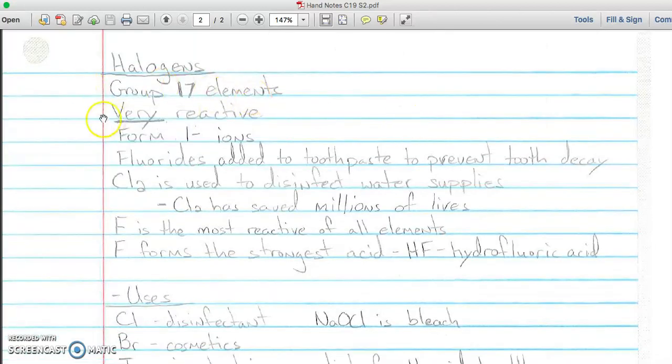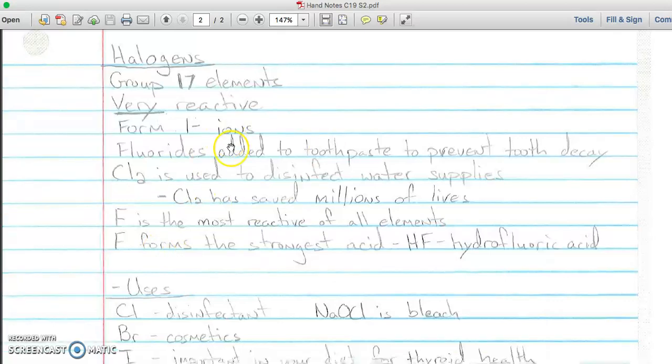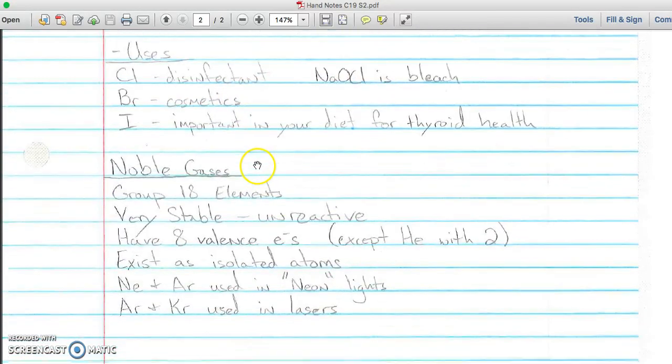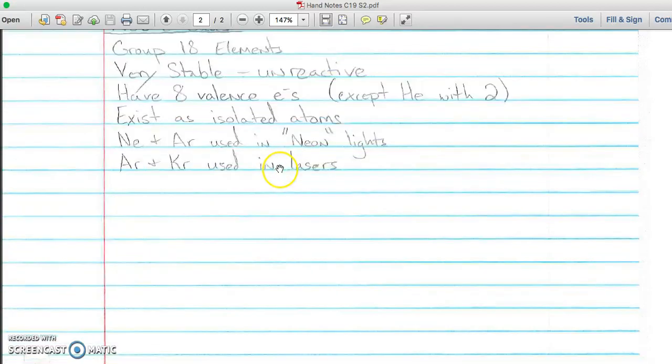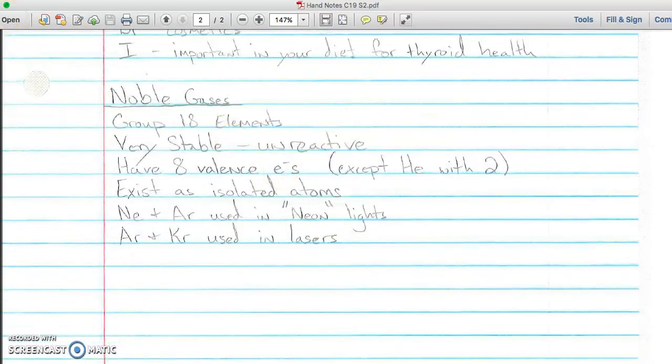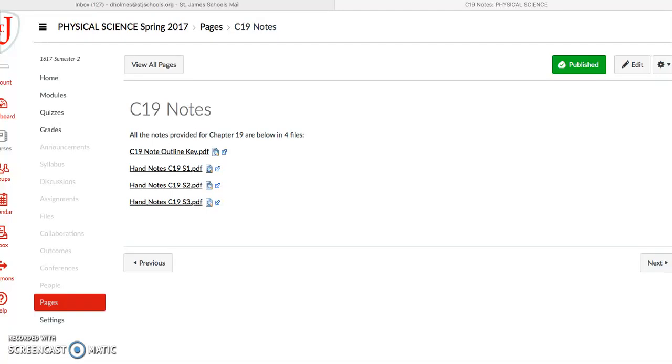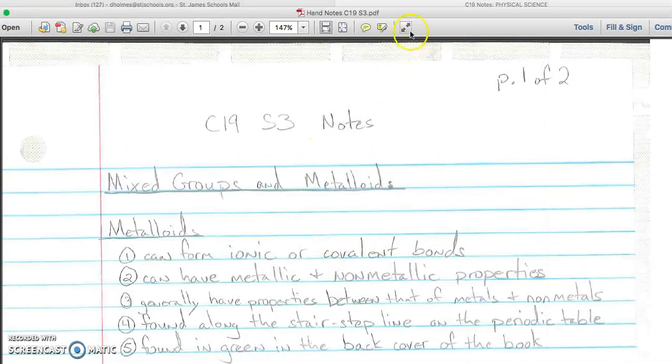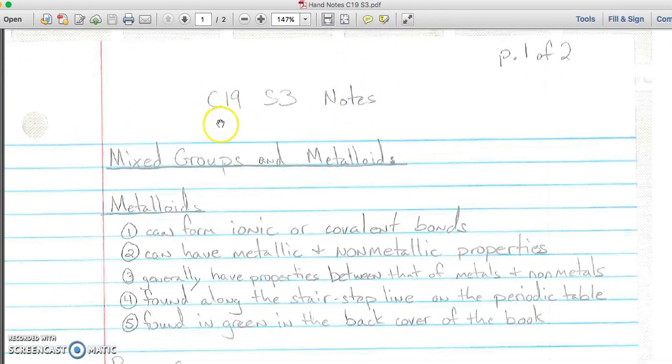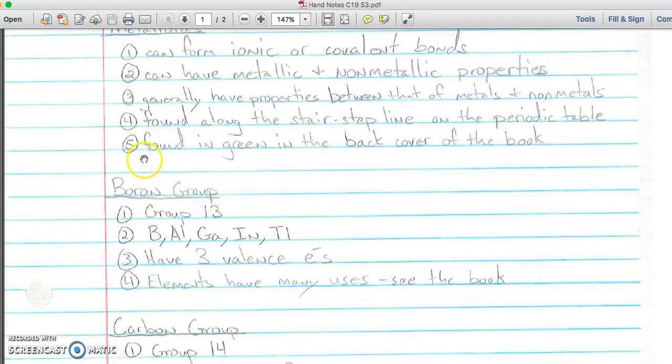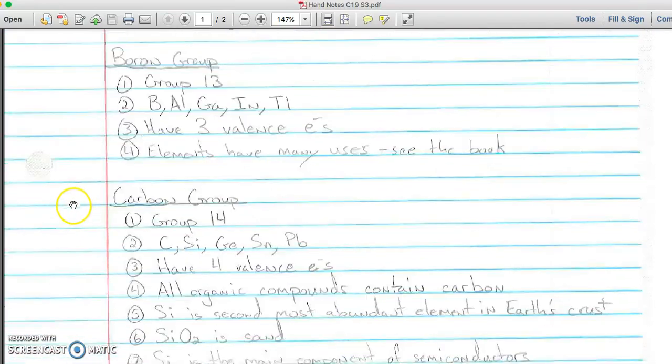Halogens are very reactive. Fluorine is actually our most reactive element of all of them. It forms the strongest acid. Remember we talked about the Breaking Bad episode, the chemical dissolution of a dead body. Noble gases: you can read through those notes. Again, very helpful. I really recommend you take time to read through them. It doesn't take very long. And section 3 notes: again, just read through these. They're really helpful. It's a good outline.